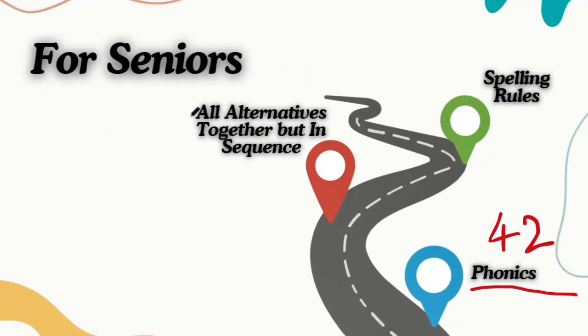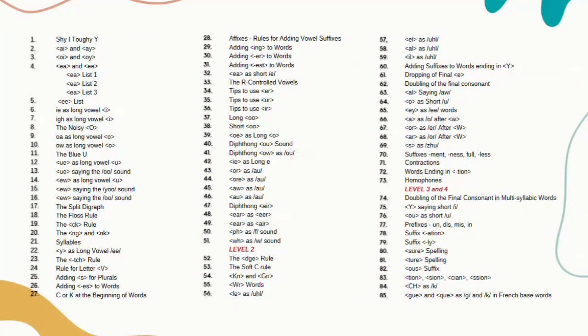And once you give them the alternative spellings, you can start with the spelling rules. The sequence will be the same. You will give the floss rule, CK rule, TCH, all these rules in the same sequence, but the pace will be different, or you can say faster than for the kids, right? Now let's see the complete list of rules.